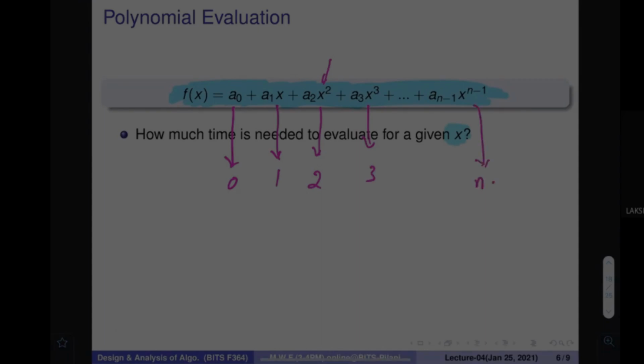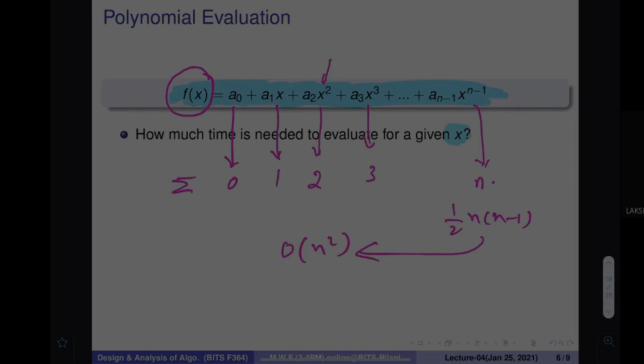So the summation of 1 to n becomes order of n square. How many terms? Just write half of n into n minus 1. That is order of n square. So evaluating a polynomial takes order of n square time. Any problem in that?